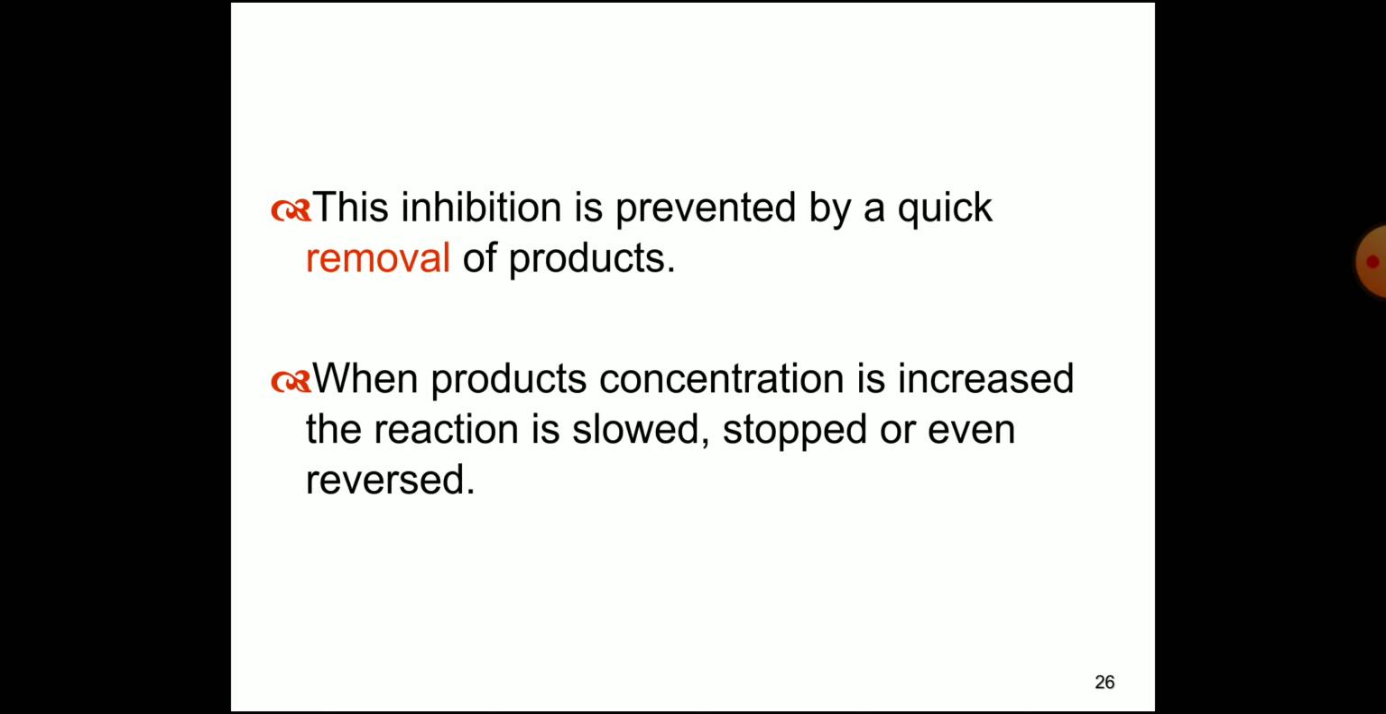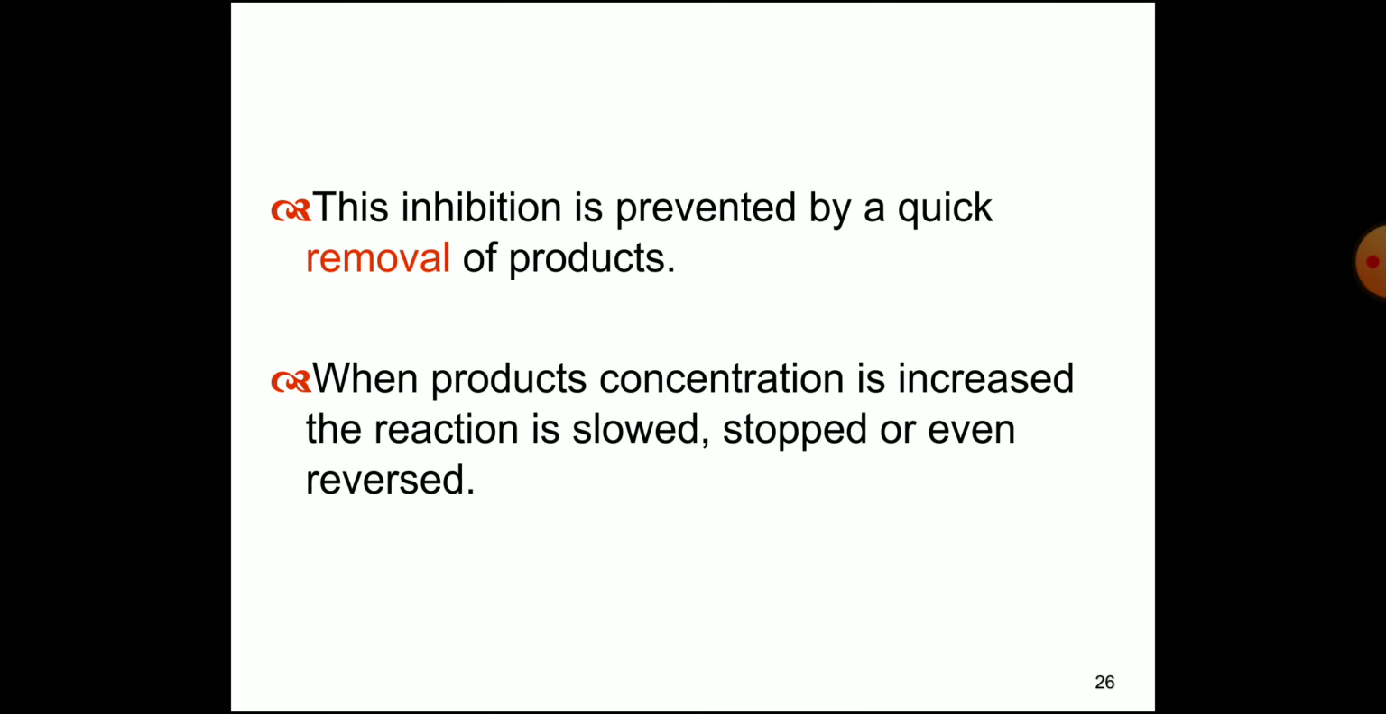The inhibition is prevented by quick removal of the products. Usually in the metabolic pathway, once a product is formed, it has another route, or it will go to another reaction, so that the product is removed immediately from the medium. So there won't be any feedback inhibition. Sometimes there will be feedback inhibition.